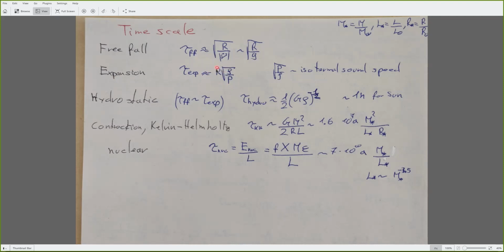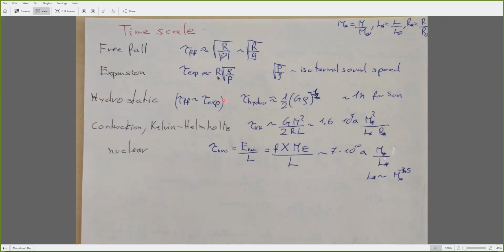That is the radius divided by this value, the isothermal sound speed, because pressure propagates like a pressure wave, like sound, and we can use this value to know how the pressure manages to propagate its influence inside the star.